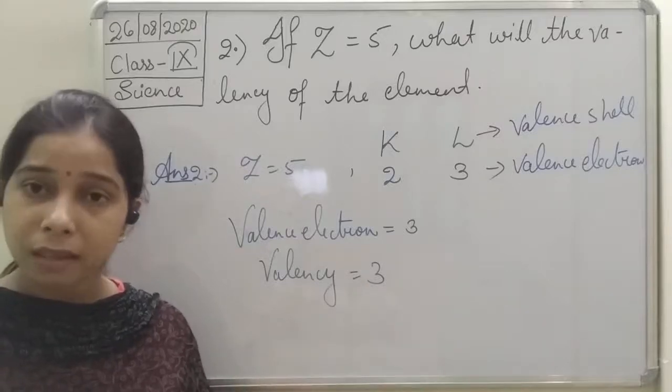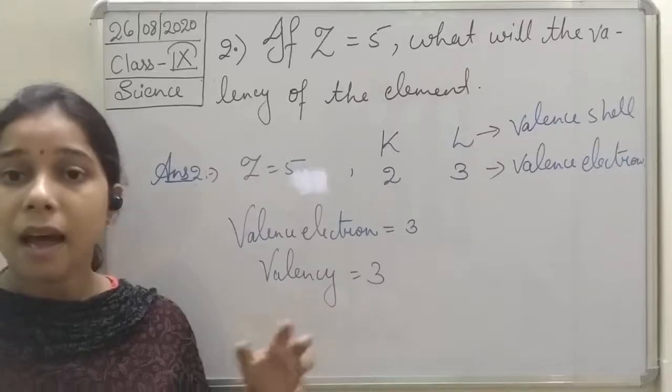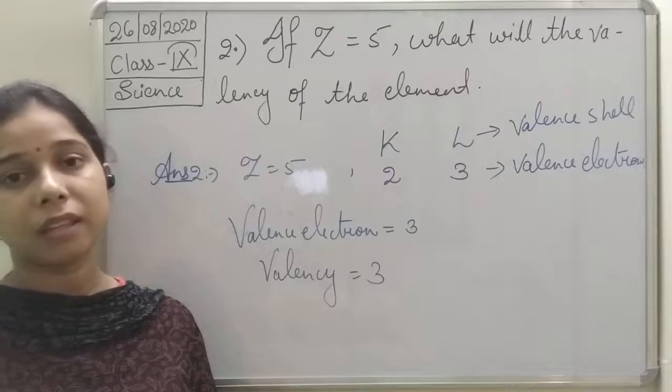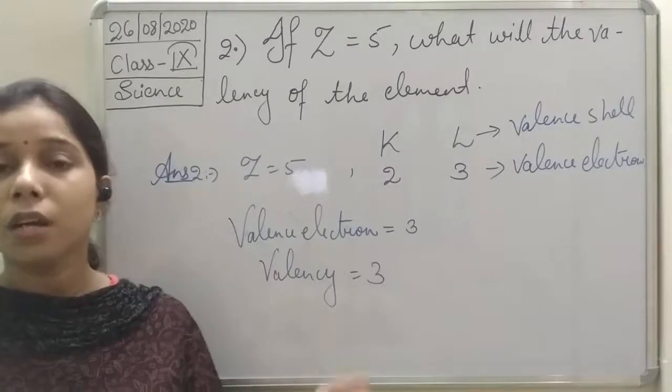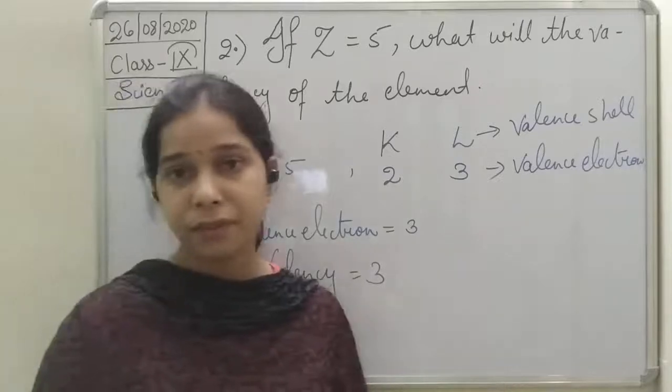So if you are knowing that, then it will be easy to find the number of valence electrons, and as you are able to find the number of valence electrons, you are able to find the valency, and by the help of that you are able to make the formula. Okay, let me give you one example.